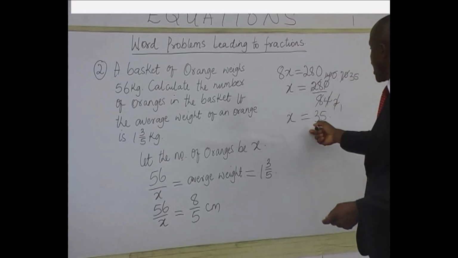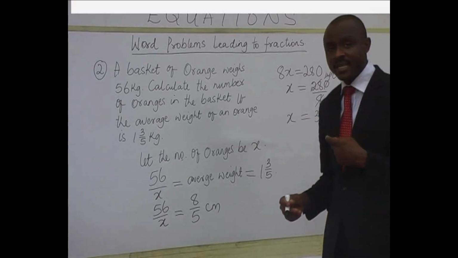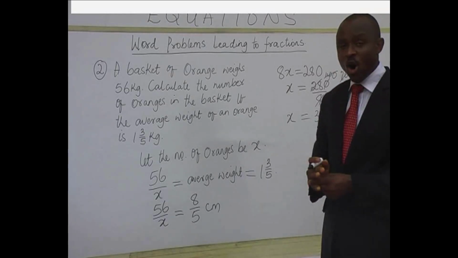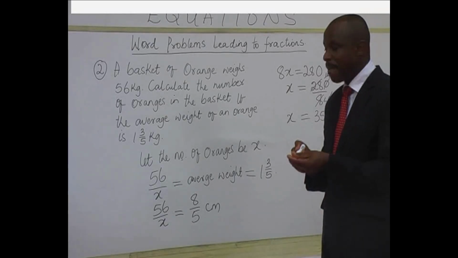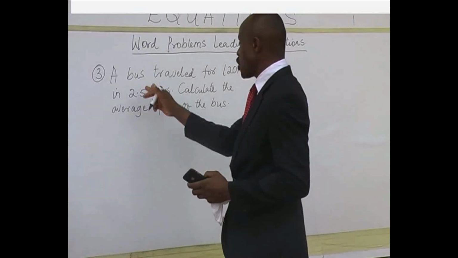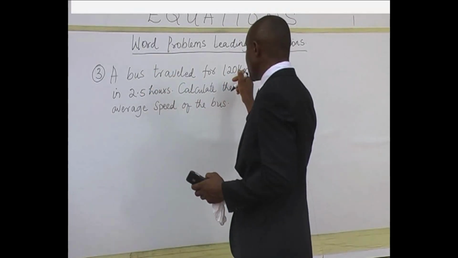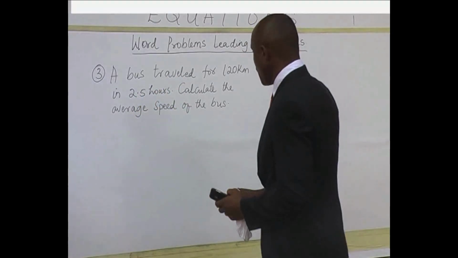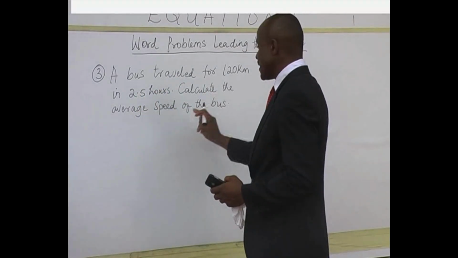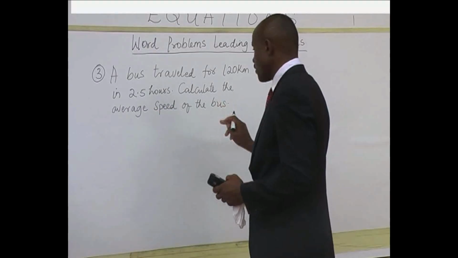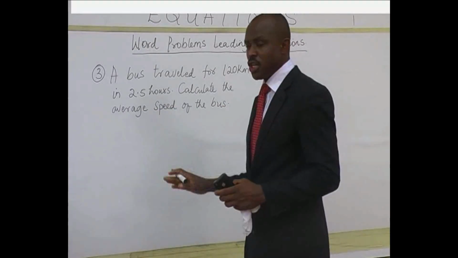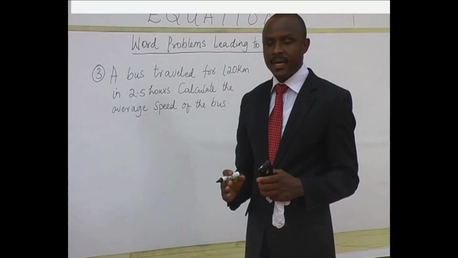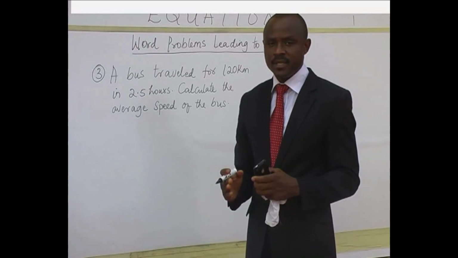This x is telling us that there are 35 oranges in the basket. The next question says that a bus traveled for 120 kilometers in 2.5 hours. We are expected to calculate the average speed of the bus. This question just wants to teach us the formula for finding speed.